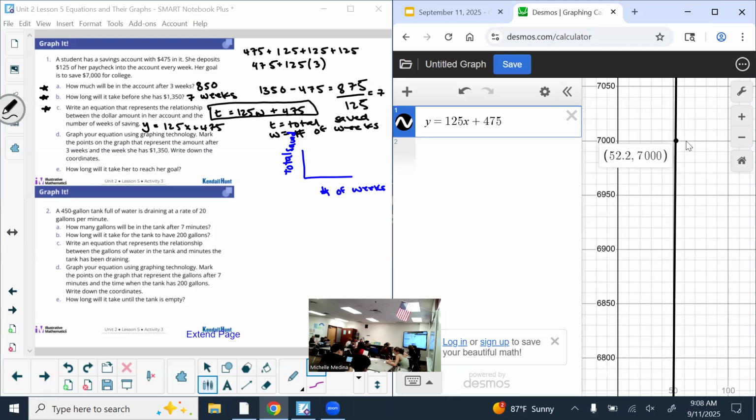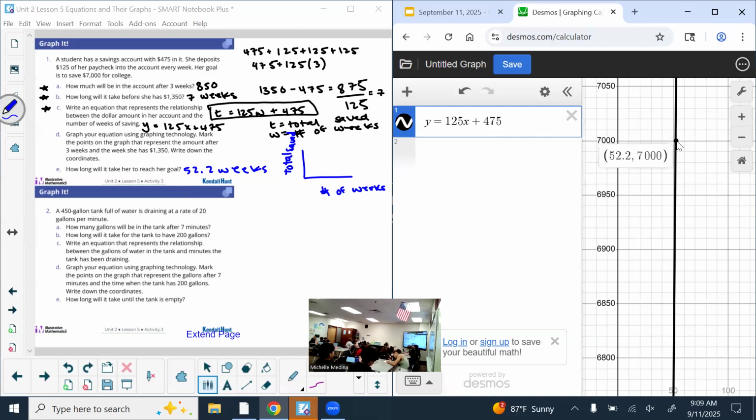So that X value is going to be the weeks it takes for her to reach 7,000 for her goal. So she reaches it in 52.2 weeks. I don't know if it would want you to round up or not, but it takes her exactly 52.2 weeks to reach her goal. You would have to probably round up to get the right answer though, depending on how specific it wants you to be. At 52 weeks, she hasn't met the goal yet. By 53 weeks, she'll have met the goal. All right, but that's how you can do it.